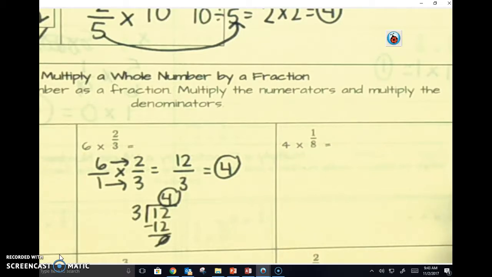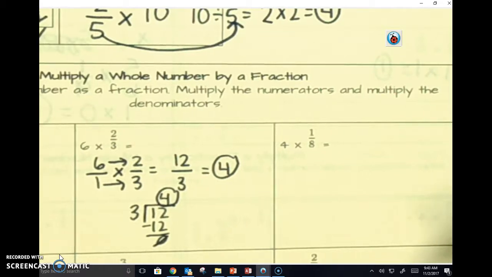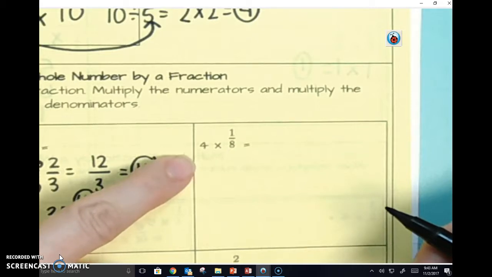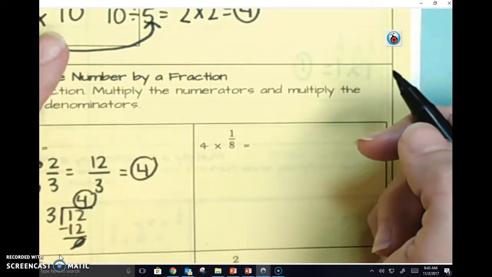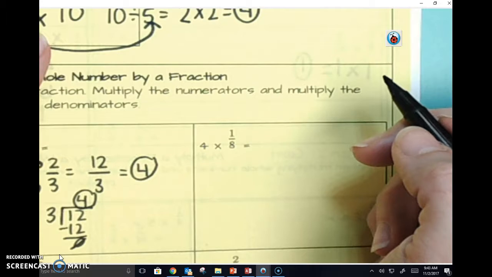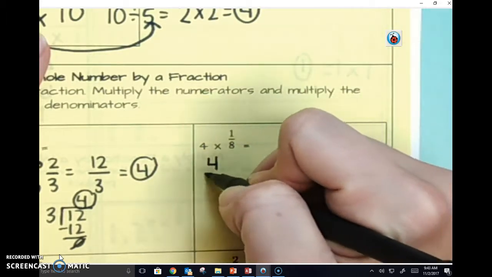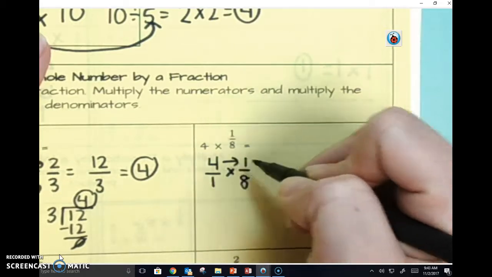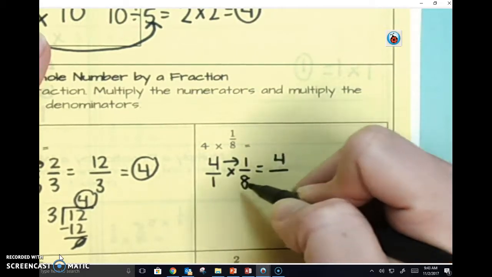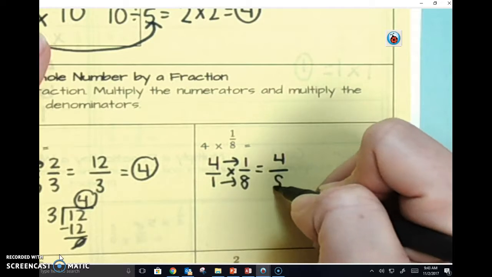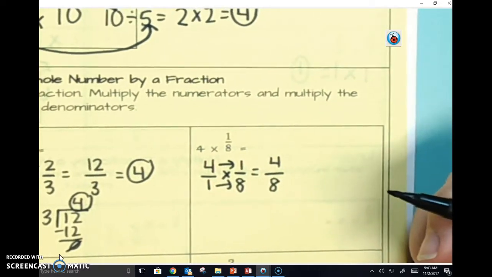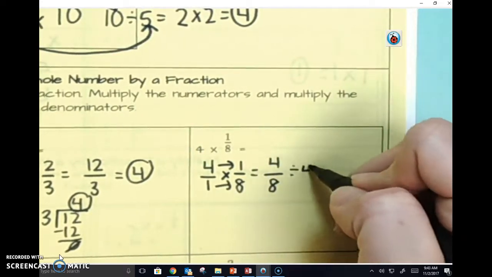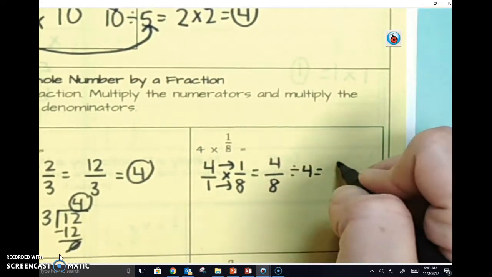What if there's a remainder? I'll show you in a second when there's a remainder. Okay, so who can tell me how we're going to make 4 into a fraction? Dalton? There's a 1. Yeah, so we're going to put a 4 over 1 times 1 over 8. So we're going to multiply the top, and we're going to get 4. We're going to multiply the bottom, and we're going to get 8. What can we do to that problem, Emily? Divide by 4. And we get, what is our answer, everyone? Half.